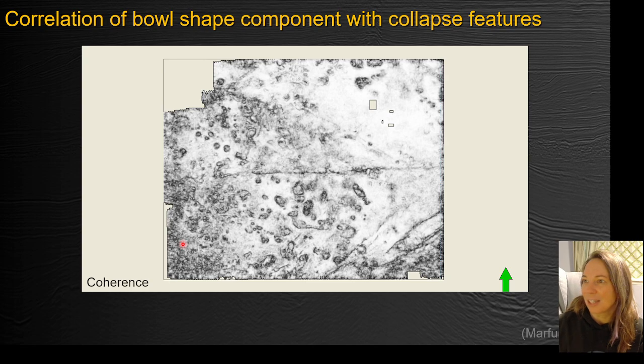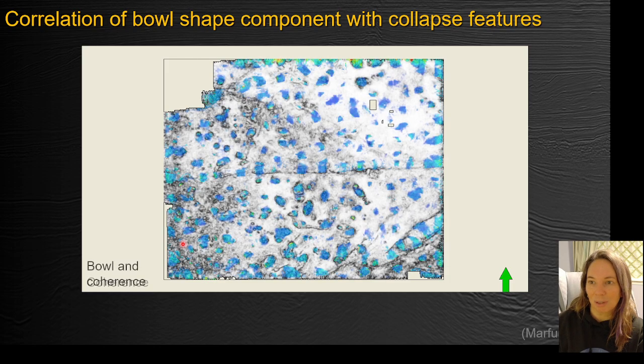Here's a case where we have our coherence, and we're going to co-render it with our bowl component. This is a longer wavelength curvature. We call them shape indices. So we've got bowls, we've got ridges, we've got valley shapes. There's a lot you can pick out by combining different aspects of your curvature. What we're showing here is our bowl shape indices, mapped in blue, overlying our coherence.